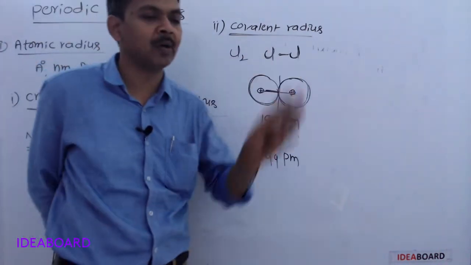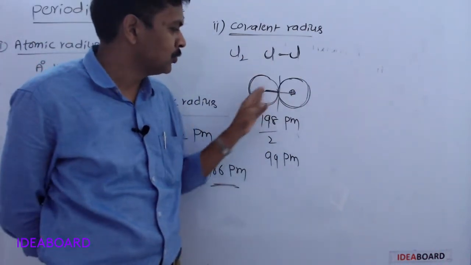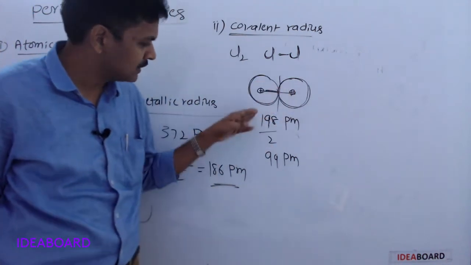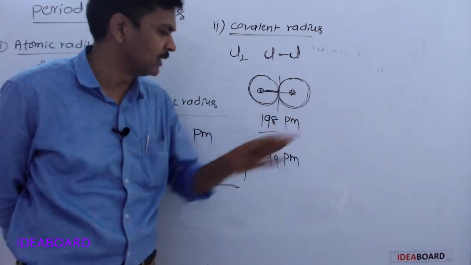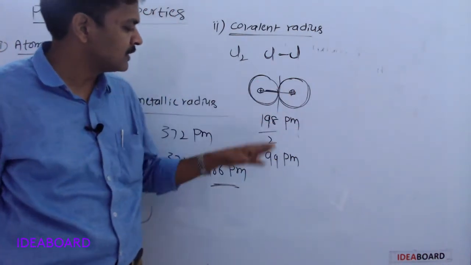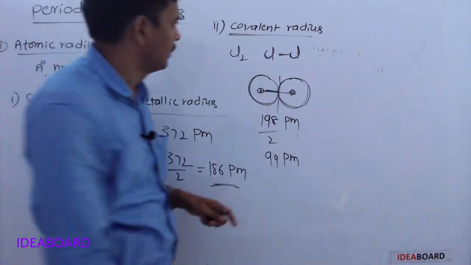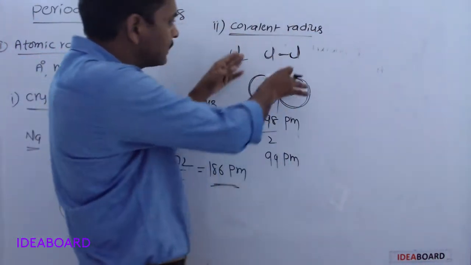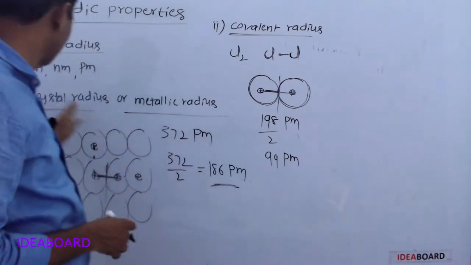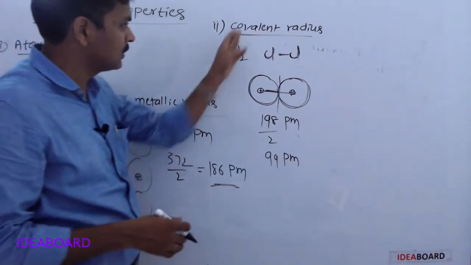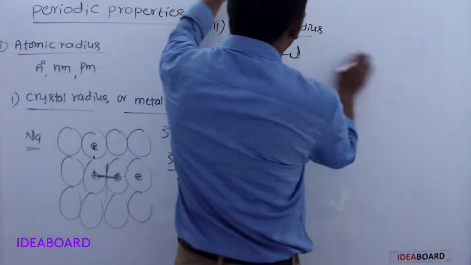Example: in the Cl2 molecule, between two chlorine atoms, the distance is 198 picometers, so half of it, the covalent radius, is 99 picometers. Next, this covalent radius is used for non-metals. Metallic radius is used for metals. Covalent radius is used for non-metals.